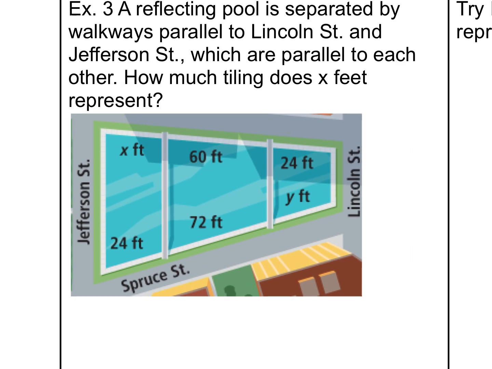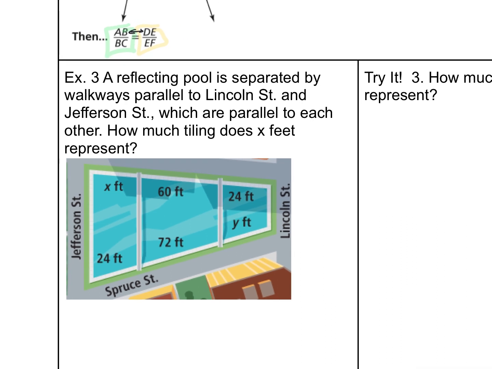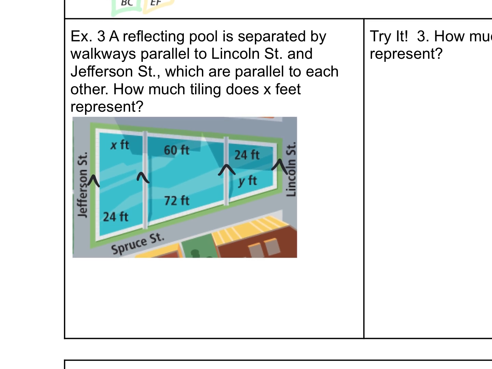So we'll take a look here at example 3. It says a reflecting pool is separated by walkways parallel to Lincoln Street and Jefferson Street, which are parallel to each other. So how much tiling does X feet represent? Here the parallel lines they're saying are these walkways that are parallel to the streets. So we have all those parallel lines happening there. They're asking us just to figure out what X represents.